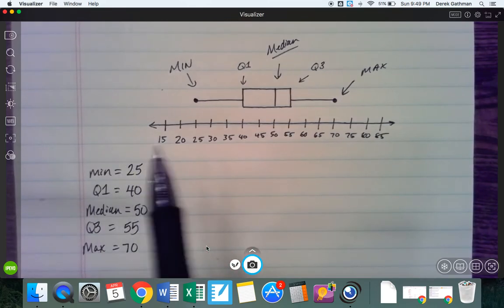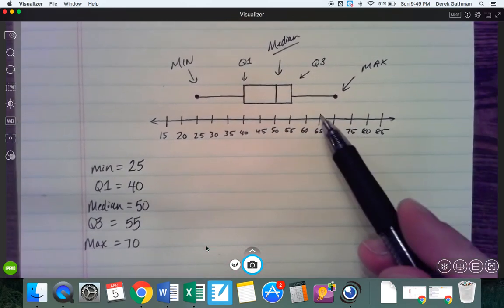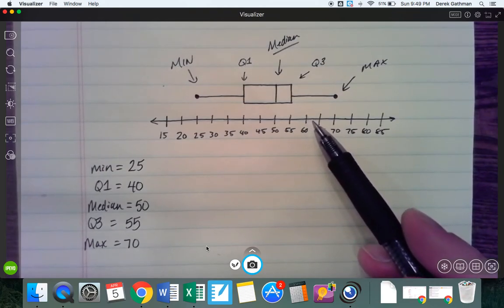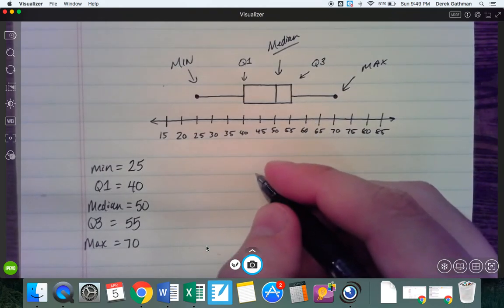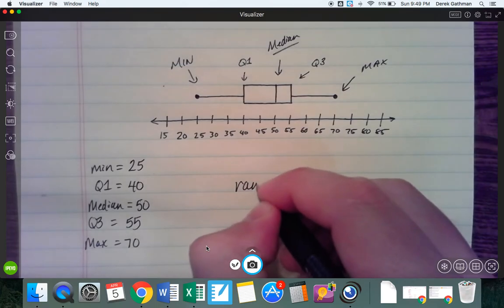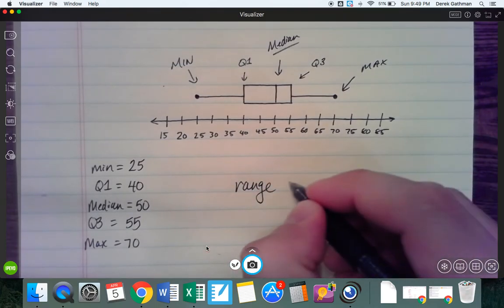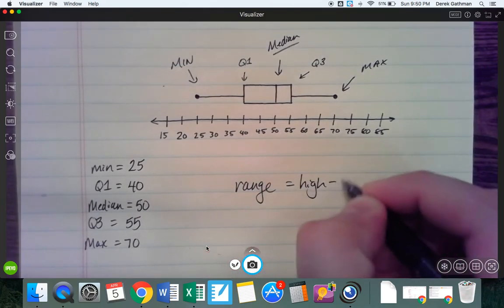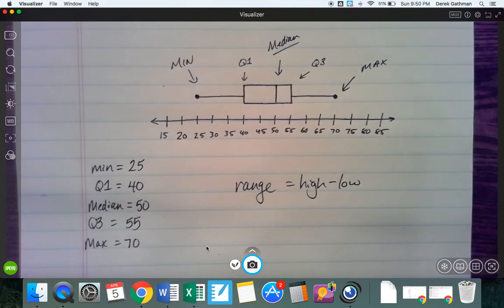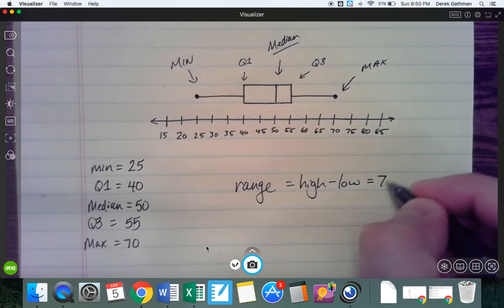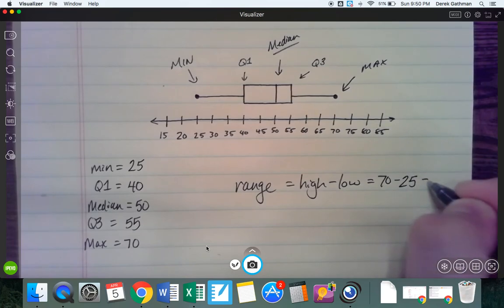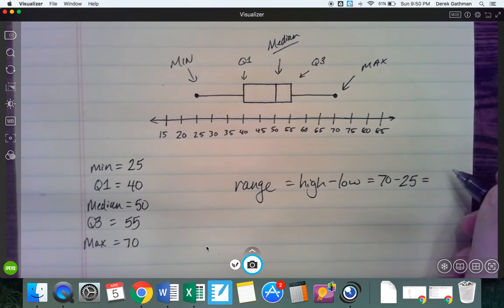Sometimes your box plot won't give you a great picture like this where it's exactly like that, and you'll just have to use an approximate. We're going to find two things from here. We're going to find the range. Remember, our range is just our high minus our low, or our max minus our min. So I'm just going to go 70 minus 25. The range for this set of data is going to be 45.